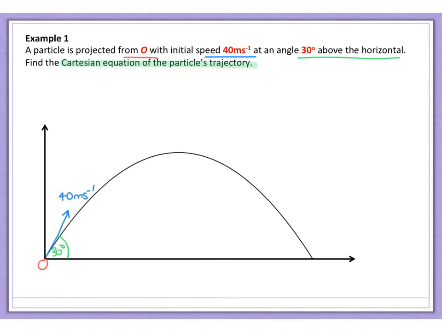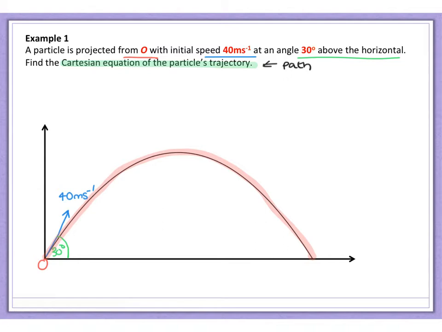So remember, trajectory is another word for path. So in other words, we're finding a Cartesian equation for the path of the particle, which is this parabolic curve. So we want to find the Cartesian or x and y equation for this quadratic curve.